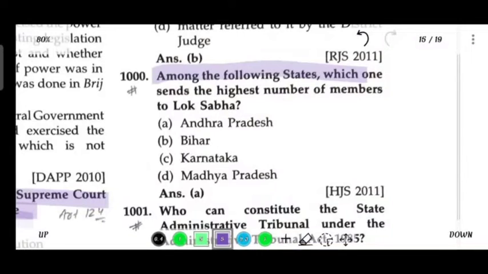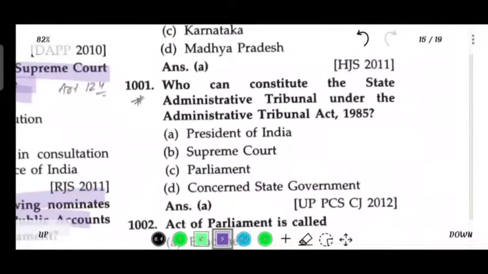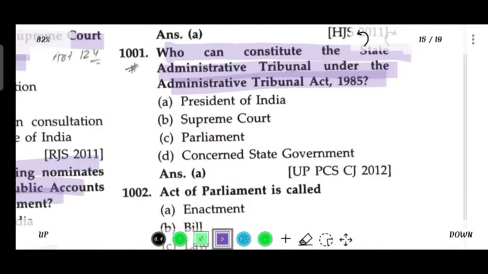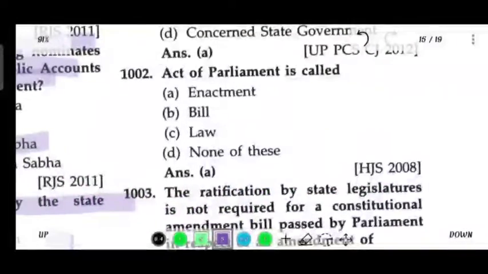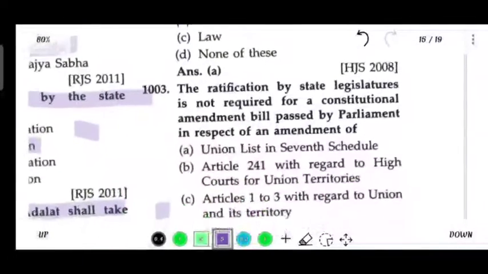Among the following states, which one sends the highest number of members to the Lok Sabha? Andhra Pradesh. Who constitutes the State Administrative Tribunal under the Administrative Tribunals Act 1985? President of India. An act of the Parliament is called an enactment.